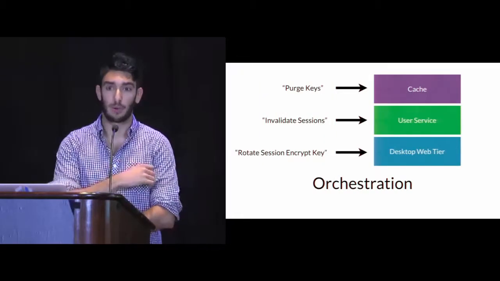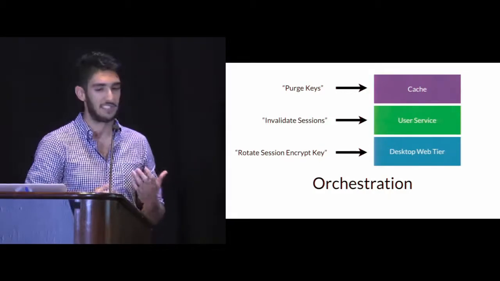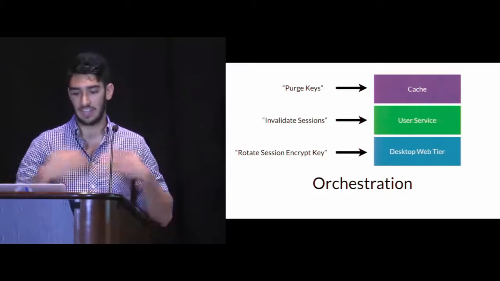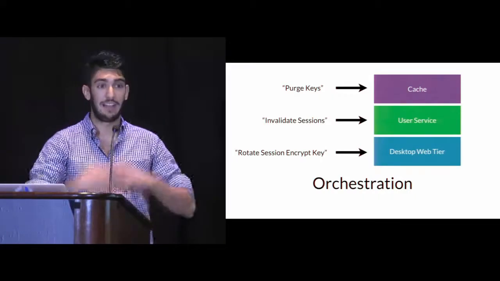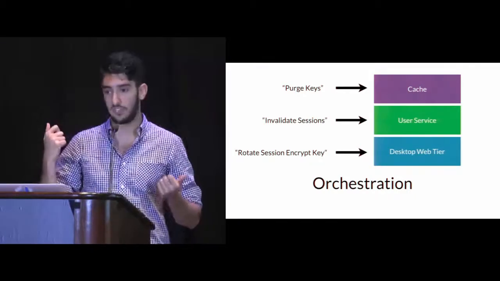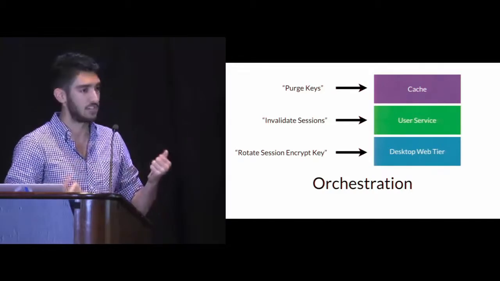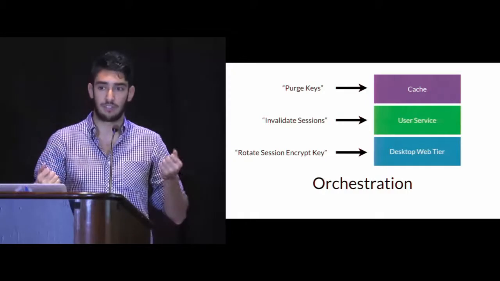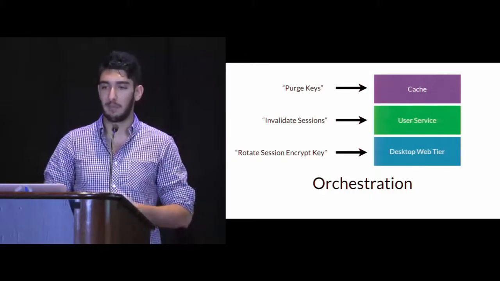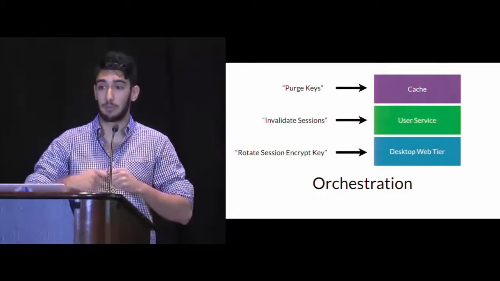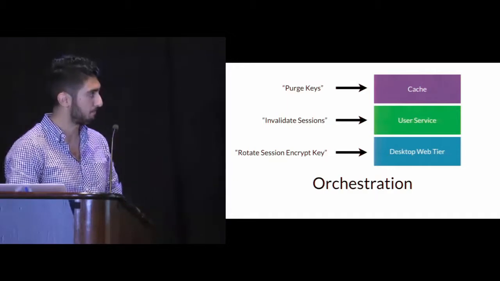And the last one is orchestration. So suppose you're suffering from the nth OpenSSL vulnerability, and you need to roll out updates across your network. You might need to invalidate all of your sessions and rotate your session encryption key. So you really want to be able to broadcast a message to your presentation tier and say, hey, rotate the key you're using for session encryption. You want your user service to be able to invalidate all of the sessions, and maybe you want to talk to your backend cache and tell it, hey, you should be purging everything under this key prefix because they're potentially compromised.